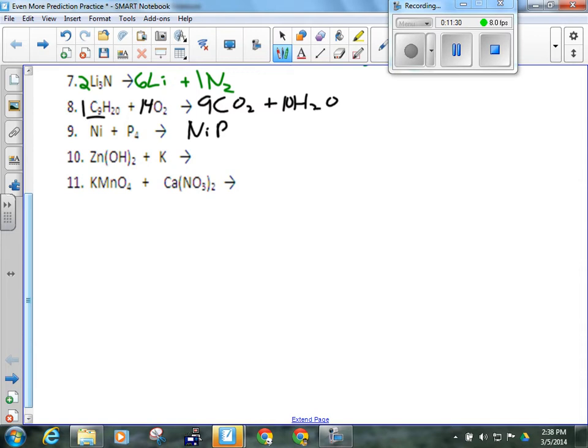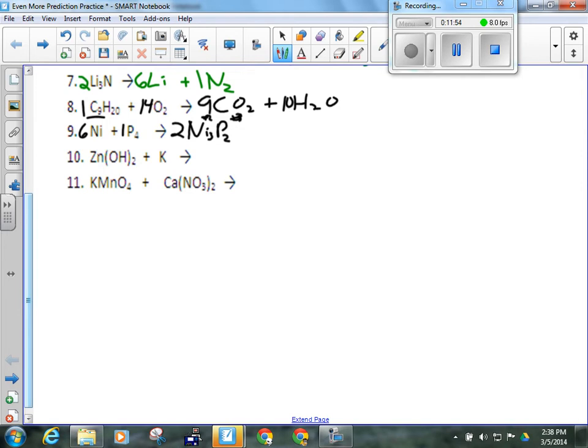So what's the first charge listed for nickel? 2. All right, so we've got nickel being +2. Phosphorus, okay, is -3. So we get Ni3P2 as our formula there. Okay, now we start balancing. 4 is our highest number, so a 2 here gives me 4 phosphorus and 6 nickel.